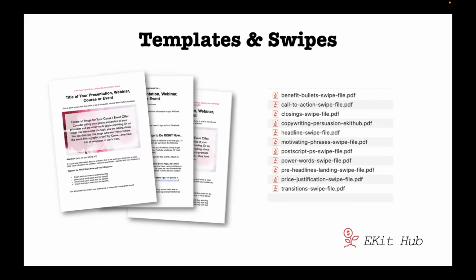Totally. And then that's the list of swipe files, like the bullet point benefits, call to action, the closing, and all this great stuff that you need to do. The copywriting persuasion eKit Hub is actually the guide that you want to read first. There's headlines, motivating phrases, PSs, power words that you want to incorporate into your writing and get used to doing that because they make a bigger impact. These are great things to have.